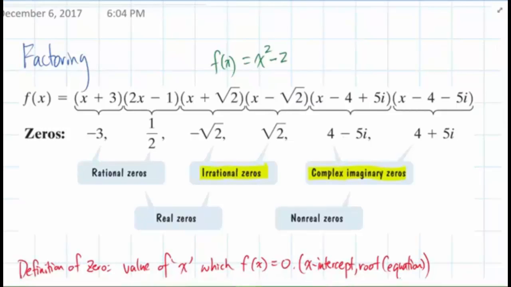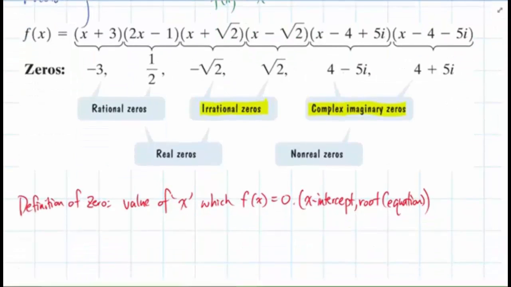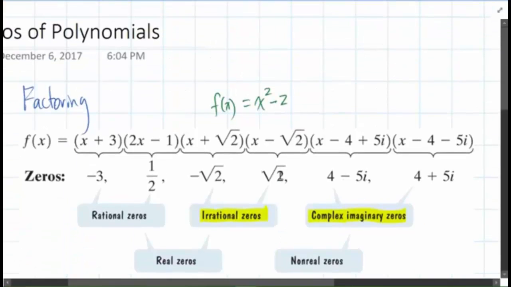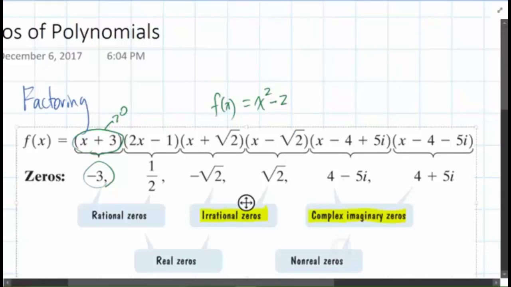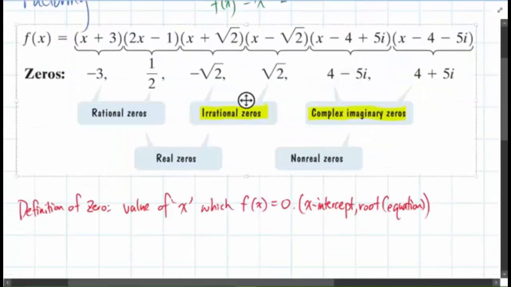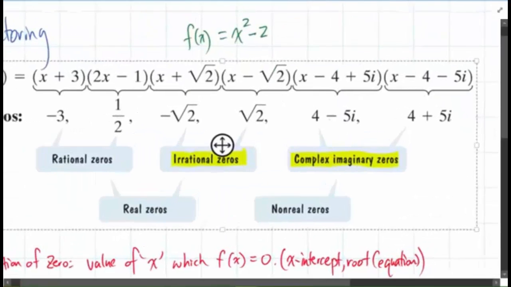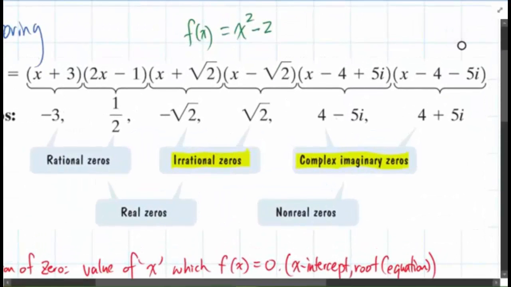So what's the definition of a zero? The definition of a zero is the value of x for which f of x equals 0. That's like I just said. So right here, if x were to be negative 3, then this whole parentheses would equal 0. Meaning when it times this 0, times this 0, times this, everything is 0. So that results in f of x equals 0. So negative 3 works. But what I want to focus on here is the irrational and complex imaginary zeros.